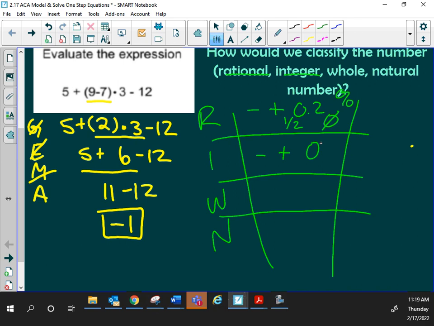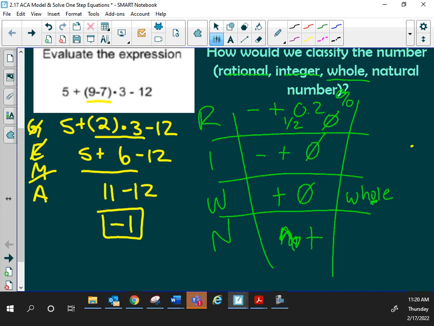W stands for whole. What makes it through? Positives and 0. The negatives get stuck. And then lastly, N stands for natural, which would just be all the positive whole numbers. Now remember, the only difference between whole numbers and natural numbers is one number, and that one number is 0. The way that you can remember that whole numbers have 0 is because the 0 is in the word whole.